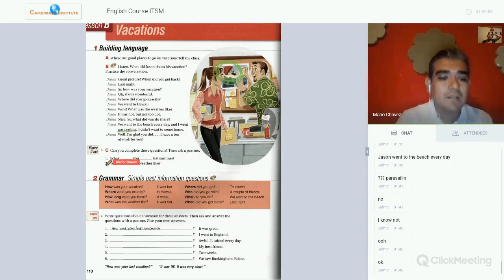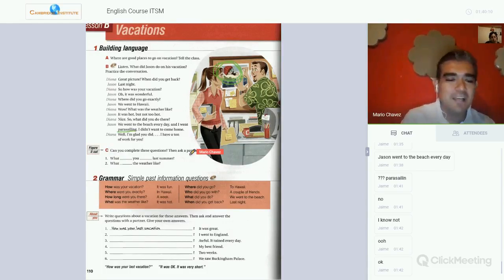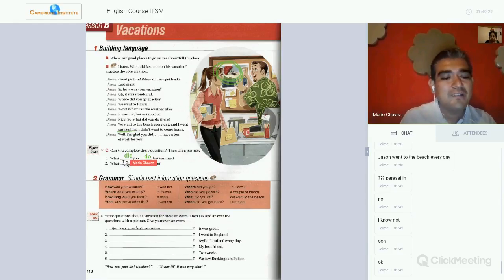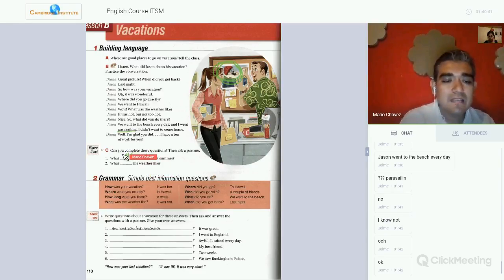Now, can you complete this question then as a partner? We have question number one. Liz is going to help you with number one, and you are going to do number two, Jaime. Liz, help him. What did you do last summer? Very good. Very intelligent. Wow. What did you do last summer? Okay. Now, you, Jaime, what is the weather like?